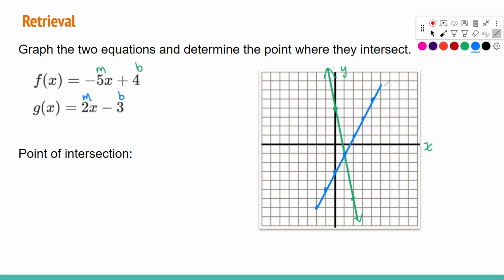Now, unlike Lesson 1, the directions here are asking for the point of intersection, not for similarities and differences between the graphs. And you will notice that our lines intersect at this point. That point has an ordered pair of (1, -1). So that point of intersection is (1, -1). And be sure when you write an ordered pair, you include the parentheses around the x and the y values.